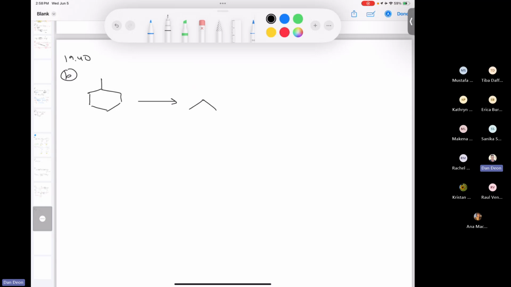So 1, 2, 3, 4, 5, 6, 7, 8. I think I have that right. So I have a hydroxyl group here. What else? And I've got a carbonyl over there. Okay. Well, let's see here. We're starting out with a total of 7 carbons. We've got 7 carbons here. We've got 1, 2, 3, 4, 5, 6, 7, 8, 9. So we're adding 2 carbons to this thing. And we're opening the ring somehow.